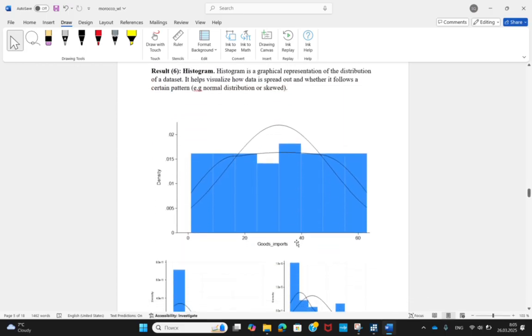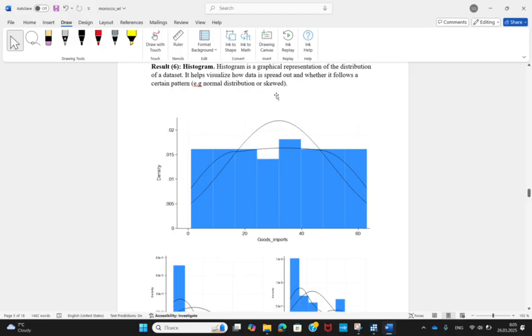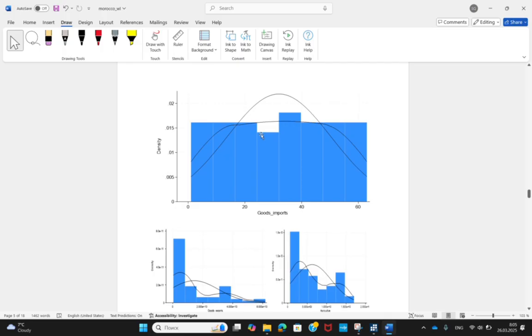And the histogram. A histogram is a graphical representation of the distribution of a data set. It helps visualize how data is spread out and whether it follows a certain pattern or not. We have, for example, normal distribution or skewed. This is close to normal distribution, but it should be like this. And here we have a problem. This is our result, and this is the real result. It should be like this, bell-shaped.